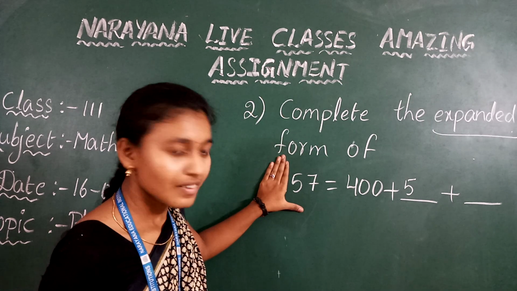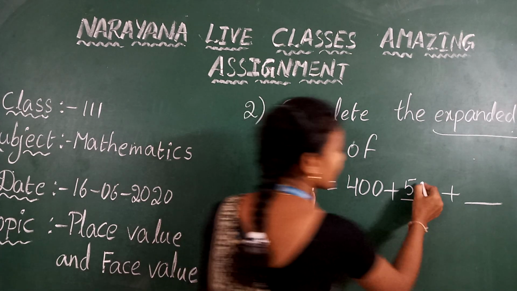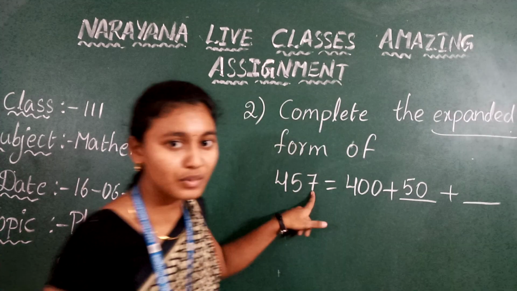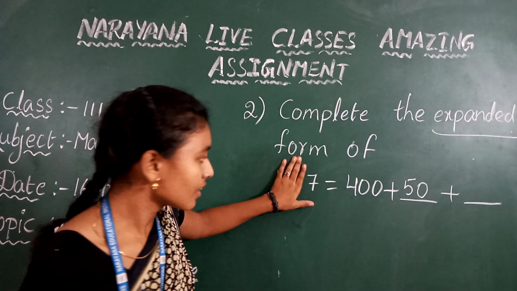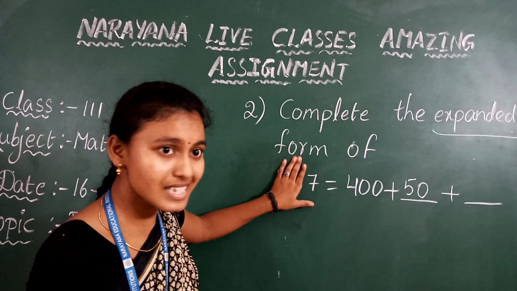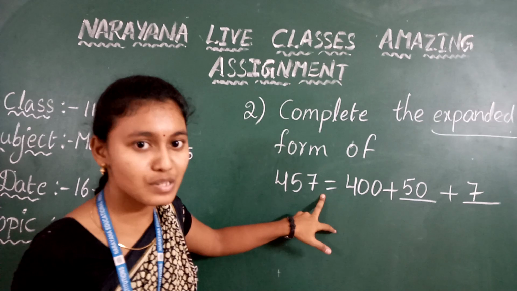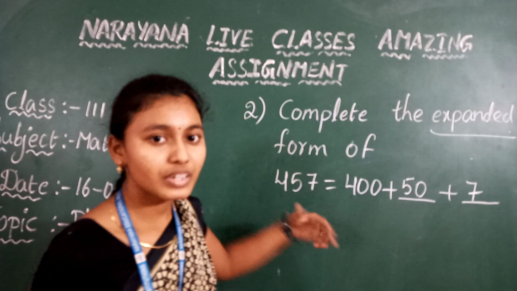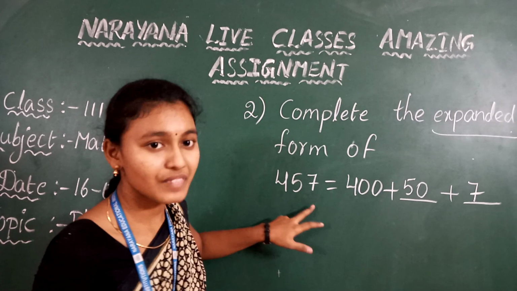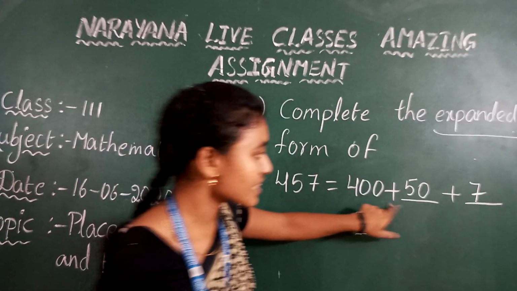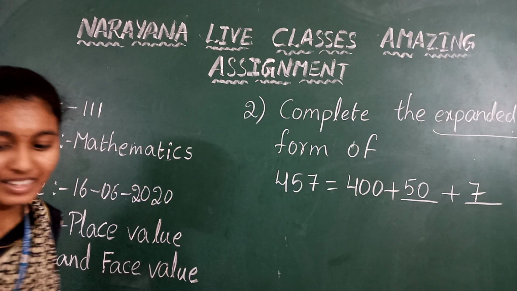Next, after that 5, only one digit is remaining, right? So write only one zero. Now close 4 and 5. Now the remaining digit is 7. So write 7 first. After 7 there are no digits, right? So no need to keep zeros after 7. So the expanded form of 457 is 400 plus 50 plus 7. Okay, do you understand? Okay, next.